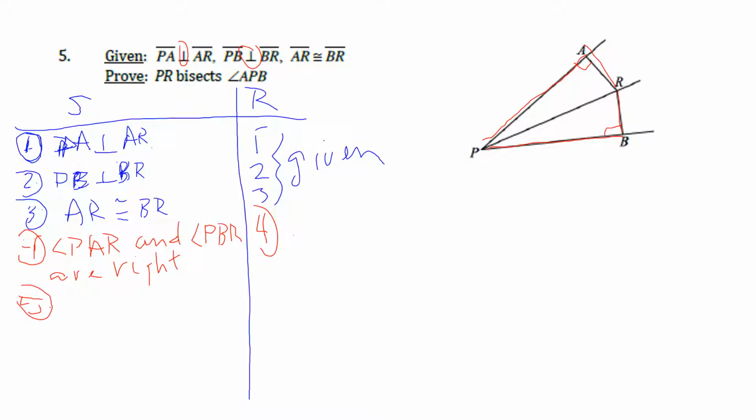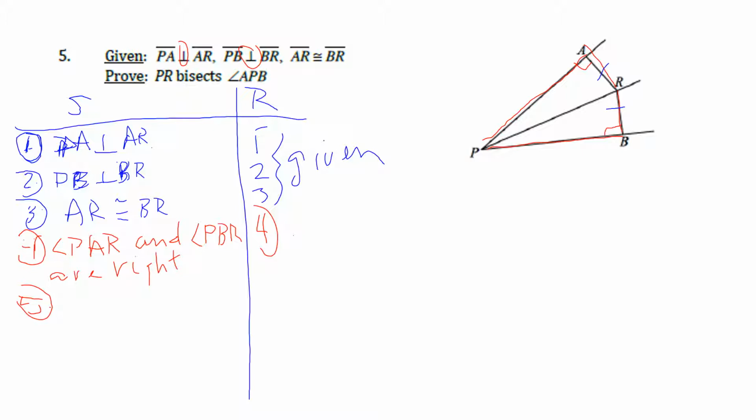Number 5. Let's mark off our other congruence thing. AR is congruent to BR. I'm going to mark that off on my diagram. AR is congruent to BR. And that was given number 3.